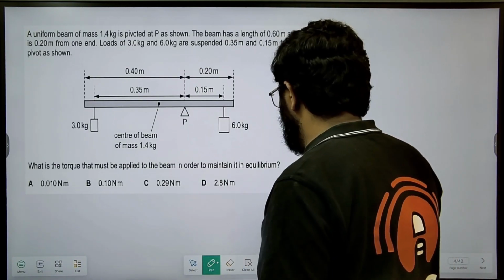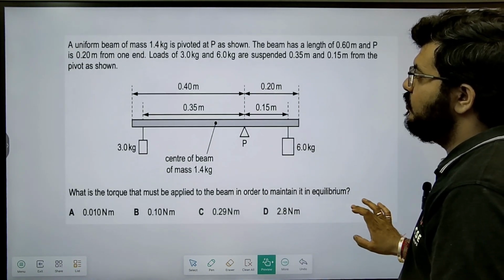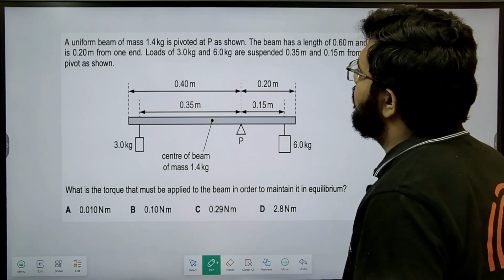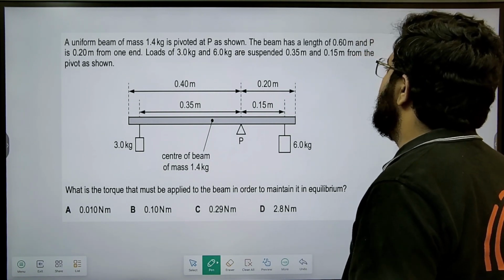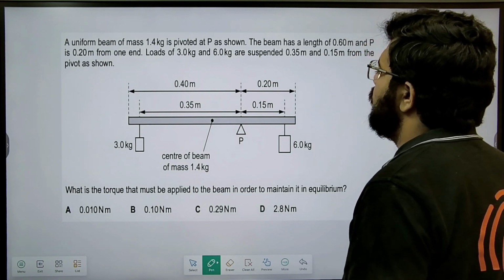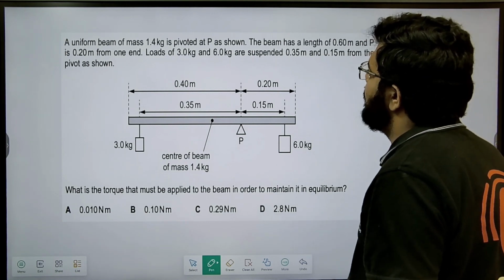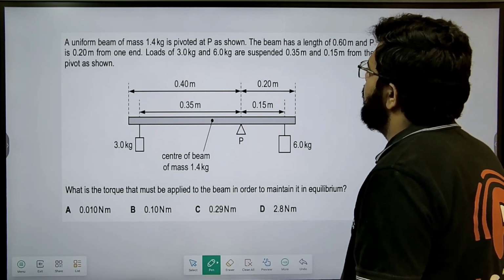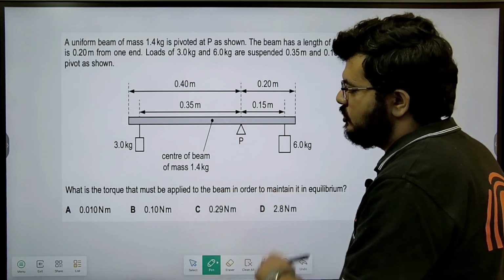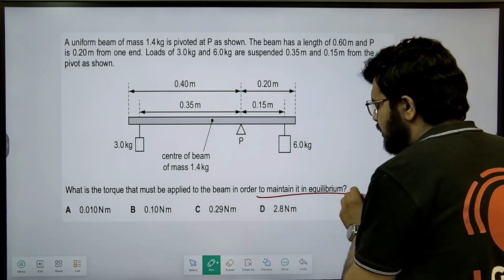Okay. Then we have a uniform beam, just a second, a uniform beam of mass 1.4 kilogram is pivoted at P as shown. The beam has a length of 0.6 meter and P is 0.20 meter from one end. Loads of 3 kilogram, 6 kilogram are suspended at 0.35 meter and 0.15 meter from the pivot as shown. What is the torque that must be applied to the beam in order to maintain an equilibrium?